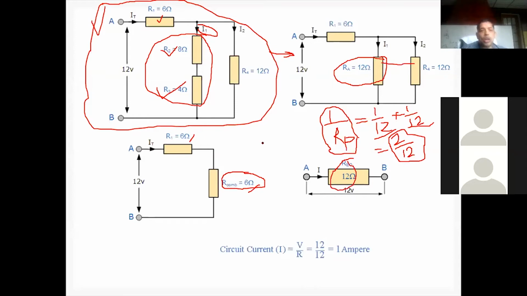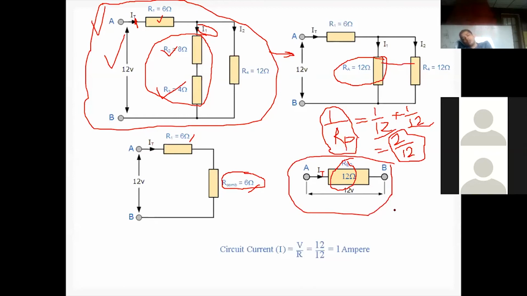Now your goal is to figure out the total current, this IT. What is the total current? That's your IT. I can simply write I or IT. What is the total current in the circuit? Do not rely on the original circuit now, because you have a much simpler form of the circuit. Then what is the current here?